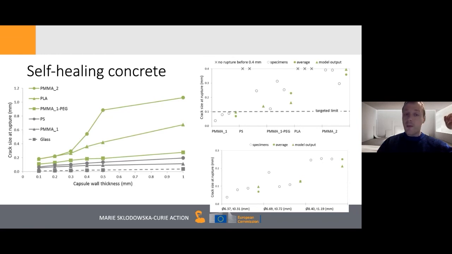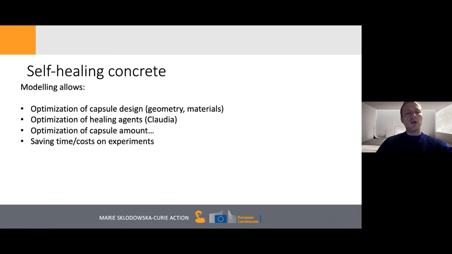your response, and how many of your capsules will actually break under different conditions. So in short, this type of relatively simple modeling allows you to optimize the capsule design, the geometry, and the materials that you use for capsules, to optimize the self-healing agents that Claudia will show you in a bit, and the amounts of capsules.